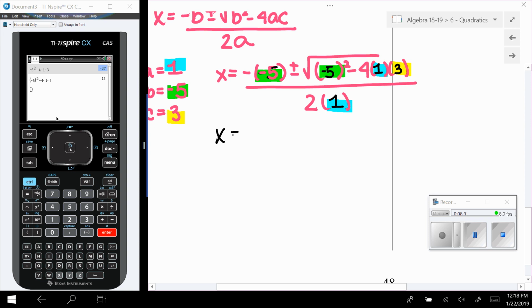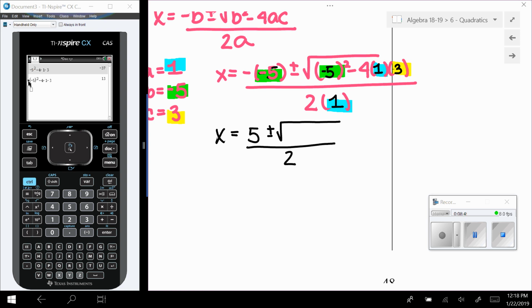So x equals negative 5 means that's just positive 5, plus or minus the square root. I'm going to talk to you about that in a second, all over 2 times 1, which is 2. Now, if you look here on the left-hand side, notice I typed in negative 5 squared minus 4 times 1 times 3, because that's what it says.